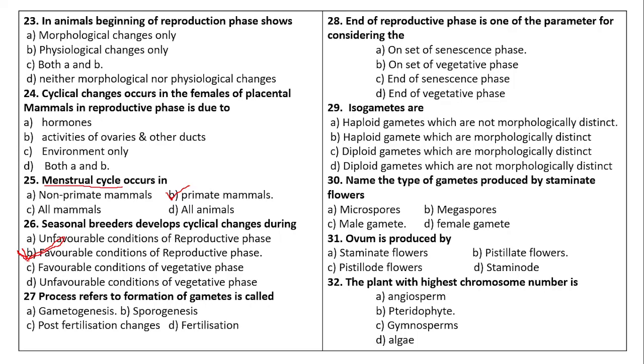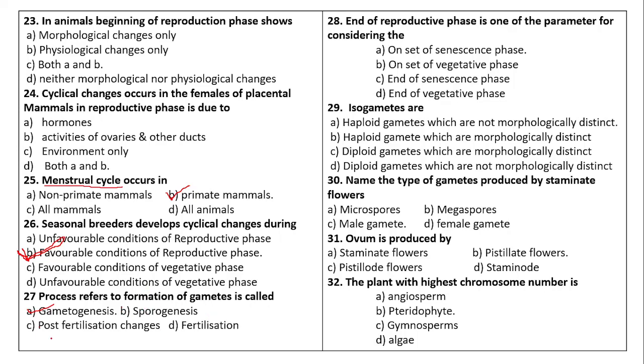That is why option B, favorable conditions of reproductive cycle, is the right one. Coming to the next question: the process that refers to the formation of gametes is called. What do you mean by the formation of gamete? The direct answer is gametogenesis. The process of formation of gametes is called gametogenesis, and the process of formation of spores is called sporogenesis.